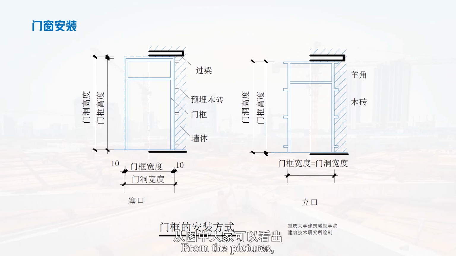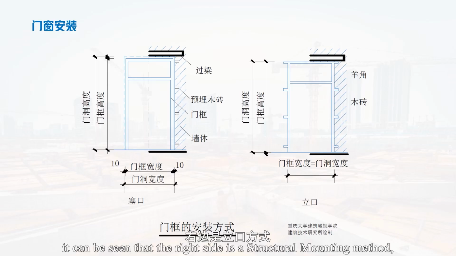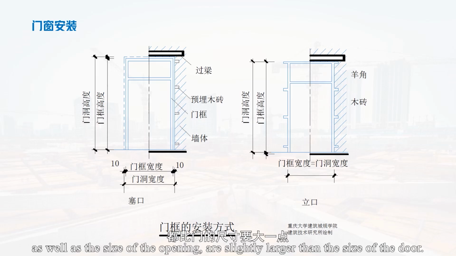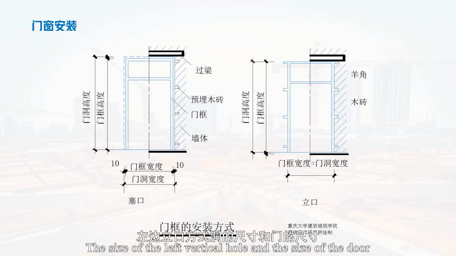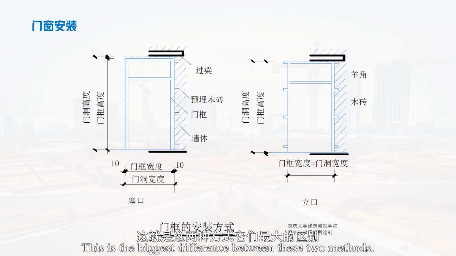From the pictures, the left side is a frame pocketing method. It can be seen that the right side is a structural mounting method. The width and height of the structural mounting method, as well as the size of the opening, are slightly larger than the size of the door. The size of the left vertical hole and the size of the door are almost equal. This is the biggest difference between these 2 methods.